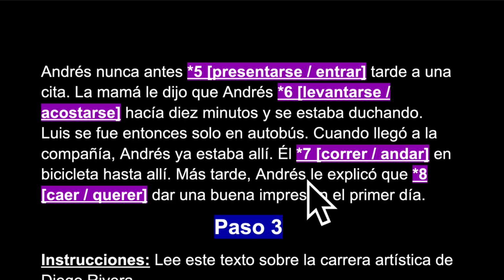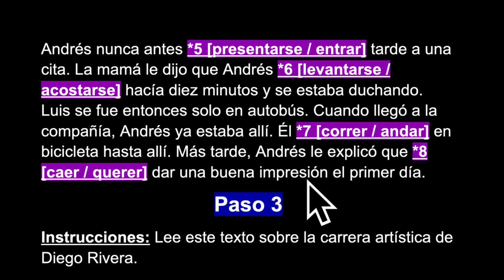La mamá le dijo que Andrés levantarse o acostarse hacía 10 minutos y se estaba duchando. So would the mother say that Andrés got up or went to bed 10 minutes ago? That he got up or lied down 10 minutes ago? I would say that he probably, since it's morning, since they're on their way to work, he probably just got up 10 minutes ago. So I would say la mamá le dijo que Andrés se había levantado.